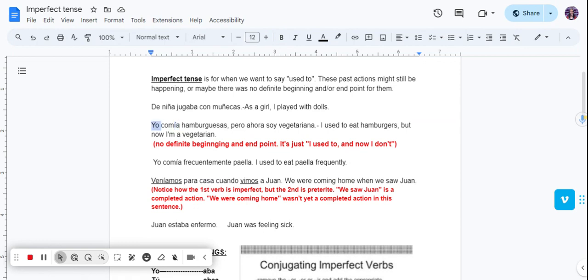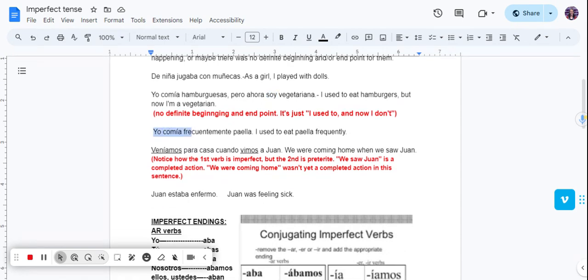So this one would mean yo comía hamburguesas, pero ahora soy vegetariana. Okay, and this is true for me. I used to eat hamburgers, but now I'm vegetarian. And so you can see comía is in the imperfect tense to say I used to, but ahora, which means now, you can see I'm using the present tense of the verb ser to say something, a characteristic about myself. If I say yo comía frecuentemente paella, that means I used to eat, just like we did above with hamburgers. And then this one just finishes the sentence like that.